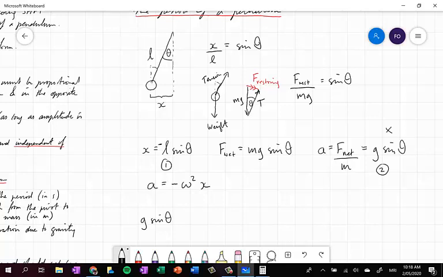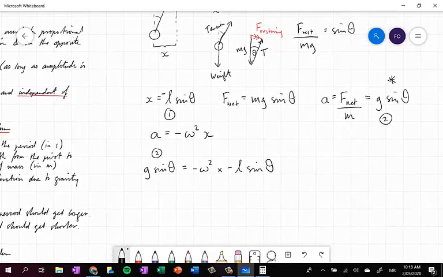Okay, so then we end up with g sine theta is the acceleration. That's from here, or so that's from 2. That must be equal to negative omega squared times negative L sine theta. Alright, so now we can cancel the sine thetas, and we can cancel these minus signs, because a negative number times a negative number is just a positive number. So we get g is equal to omega squared times L.